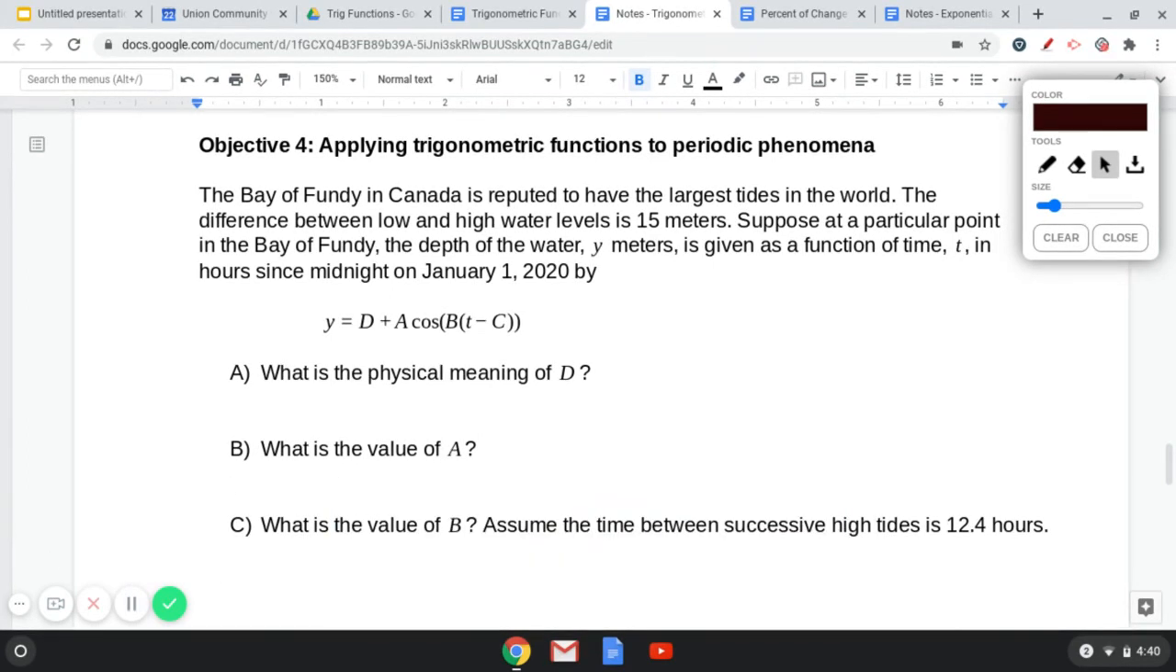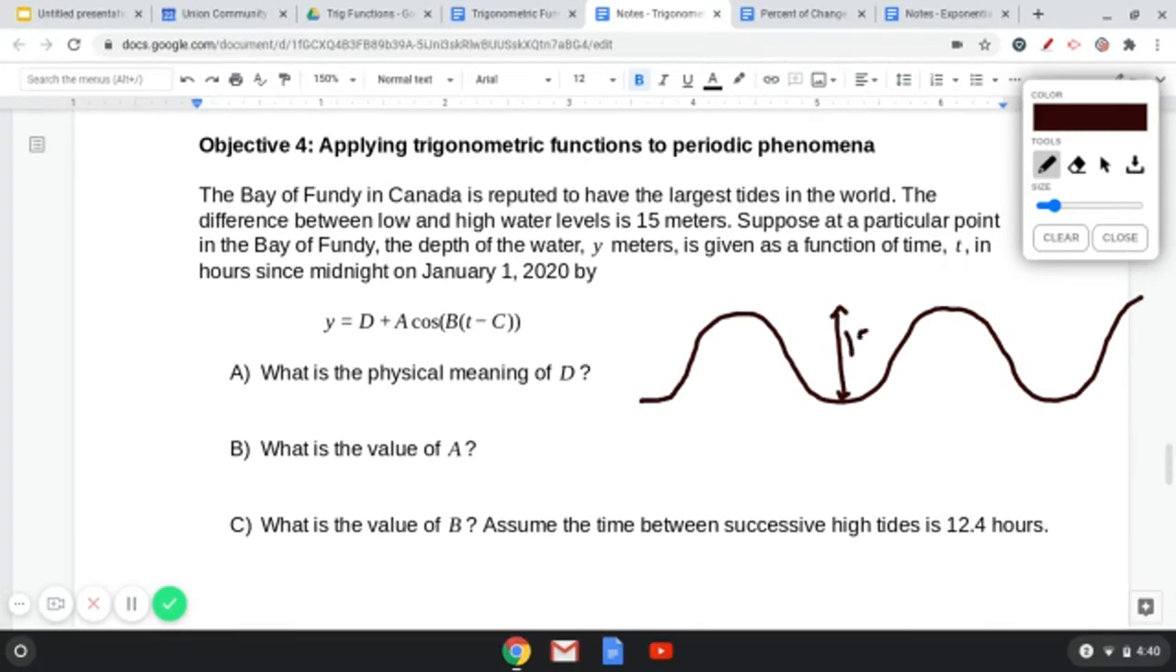So let's start by just drawing a quick picture of this one. So we've got high tide and low tide, this will be the low tide, we'll rotate up to the high tide, and we'll keep repeating like this, depending on if it's low tide or high tide. High tide's often at night, low tide is during the day. And the difference between here and here is 15 meters.